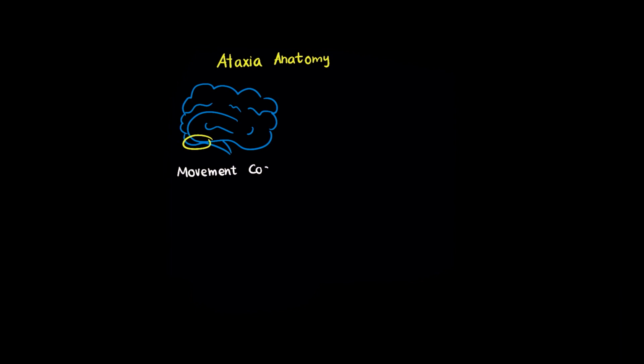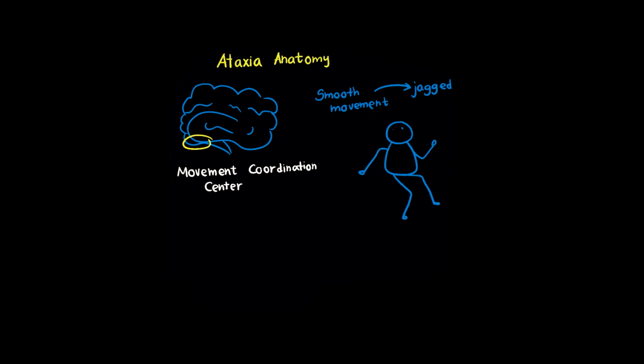Ataxia's characteristic symptoms directly relate to cerebellar anatomy and function. The cerebellum, located at the brain's base, coordinates voluntary movements, balance, and posture. It doesn't initiate movement but refines it, ensuring smooth, accurate motion. When the cerebellum is damaged, this coordination fails. Movements become jerky and imprecise. The wide-based gait develops as patients try to maintain balance without proper cerebellar input. Speech becomes slurred because the cerebellum coordinates the precise muscle movements needed for articulation.